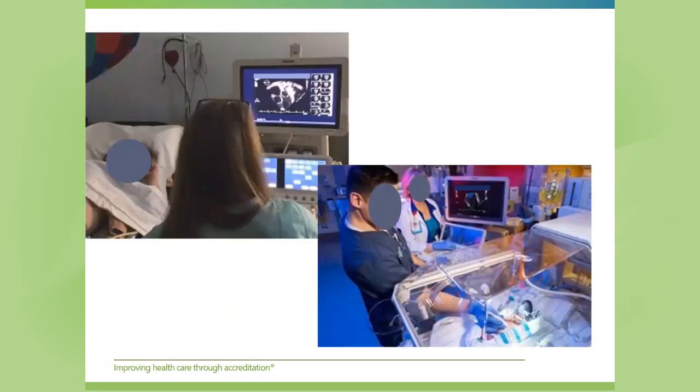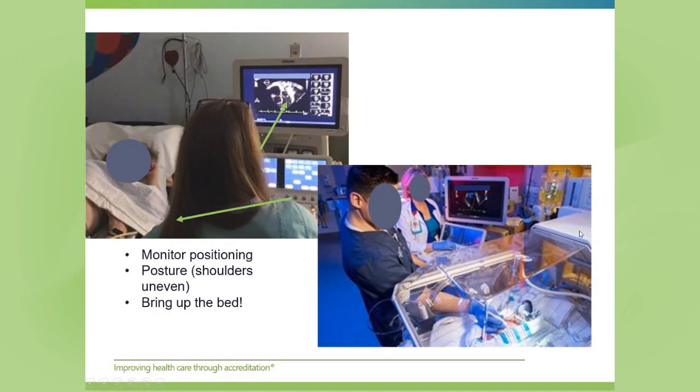And then as we look at these two images I took from random scans, when I just searched ultrasound exams, these are kind of the different images that came up and ways that we can help one another. So maybe I walk in with this sonographer up here on the left, and I notice that, hey, their neck is bent and not in a neutral position the way they're looking at the screen. I also notice that their shoulders are not in alignment. And so do we need to bring the bed up higher so that this is more even? So: monitor position, posture, shoulders are uneven, and bring up the bed.